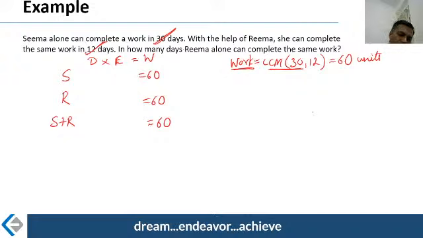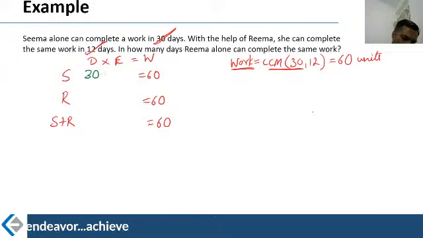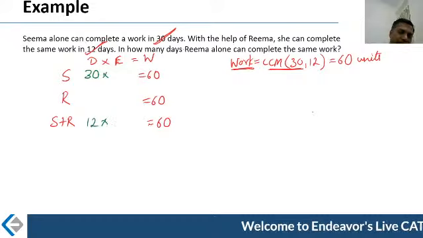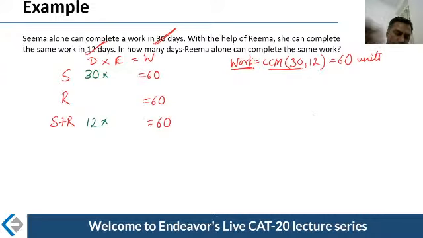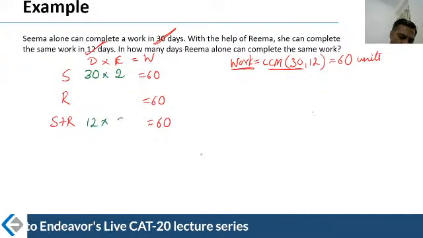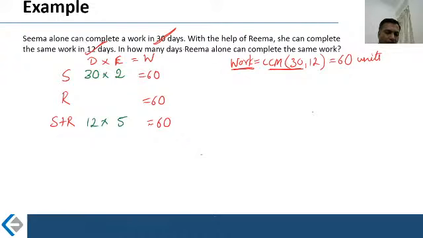Here we go. Therefore, the days, whatever is given, put them in perspective. Seema alone takes 30 days. If they work together, they take 12 days. The efficiency is therefore, friends, 30 into something is equal to 60. 30 into what is 60? 30 into 2 is 60. 12 into what is 60? 12 into 5 is 60. You got the combined efficiencies as well.